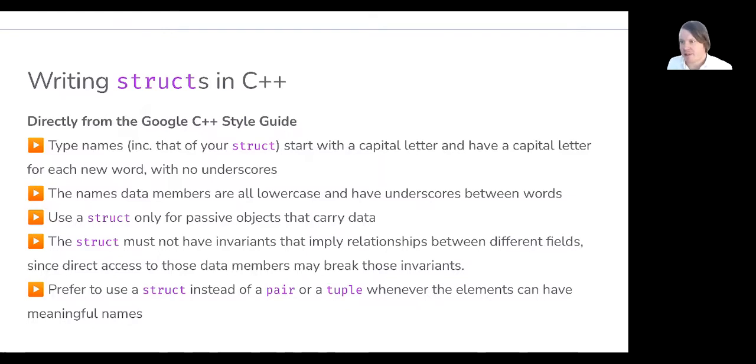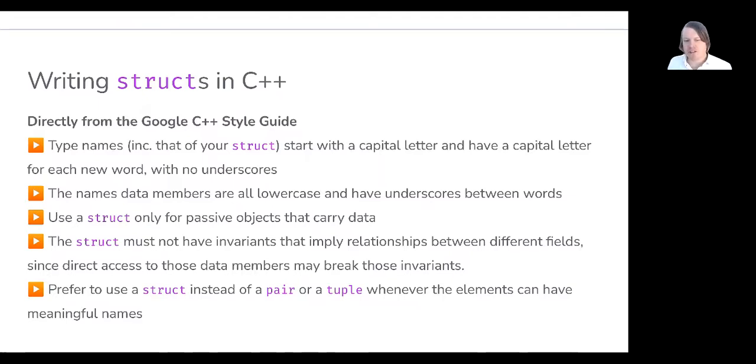Type names, including that of any structs that you're defining, start with a capital letter and have a capital letter for each new word. This is different from variables, which use underscores to separate out the words. The names of data members are all going to be lowercase and have underscores between the words. We'll see that this varies ever so slightly between the two primary ways to introduce a user-defined type, struct versus class. But for now, we've only introduced structs, so that's all you have to be concerned with. They look exactly similar to how we've declared the names of our variables earlier within this course.